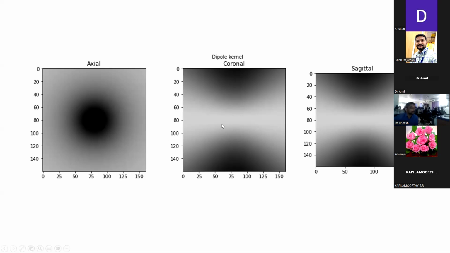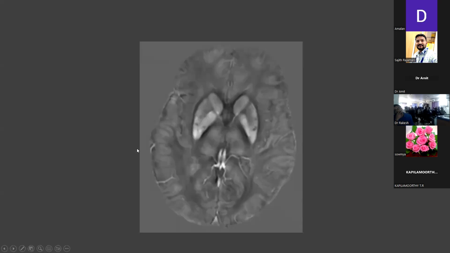We simply divide by this kernel in the K-space. After the division, we can again do the inverse Fourier transform to generate an image, and this image will be our final QSM image.